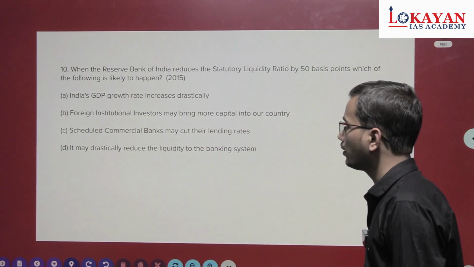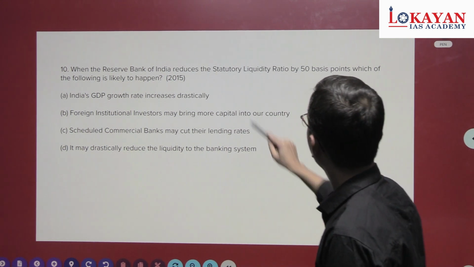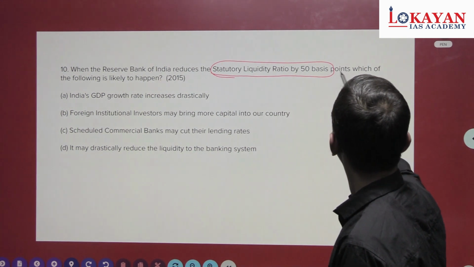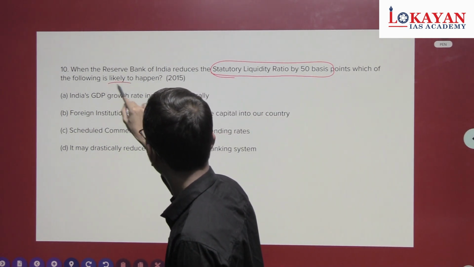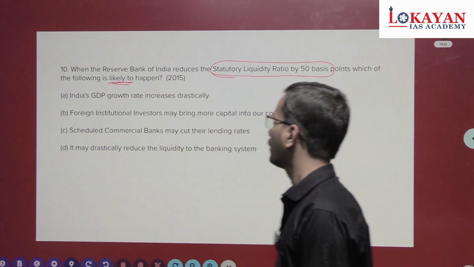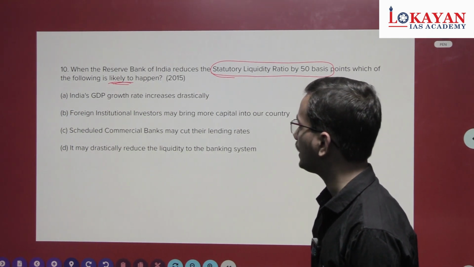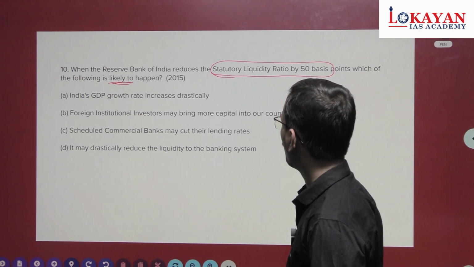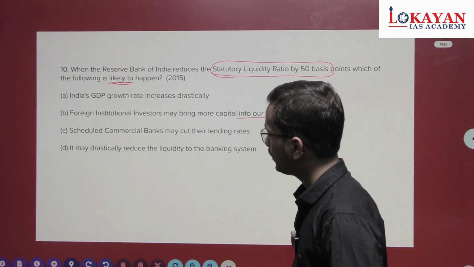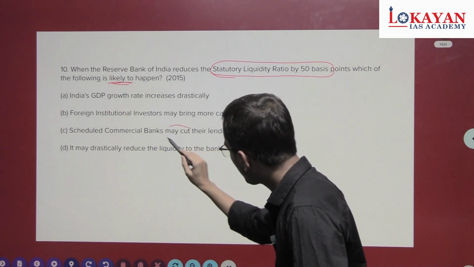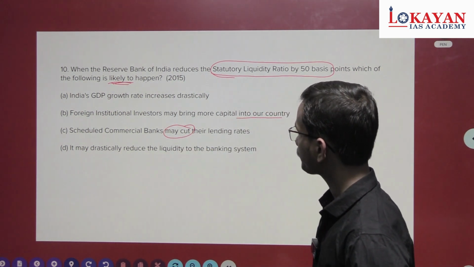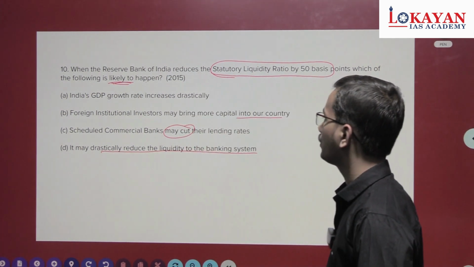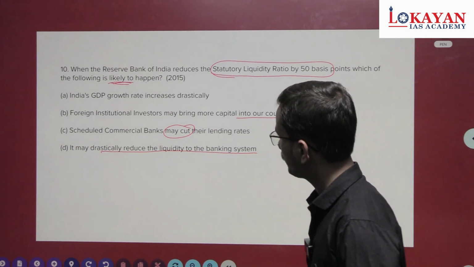Next question. When the Reserve Bank of India reduces the statutory liquidity ratio by 50 basis points, which of the following is likely to happen? India's GDP growth rate increases drastically. FII may bring more capital into our country. Scheduled commercial banks may cut their lending rates. It may drastically reduce liquidity to the banking system. Let's eliminate the first wrong answer.